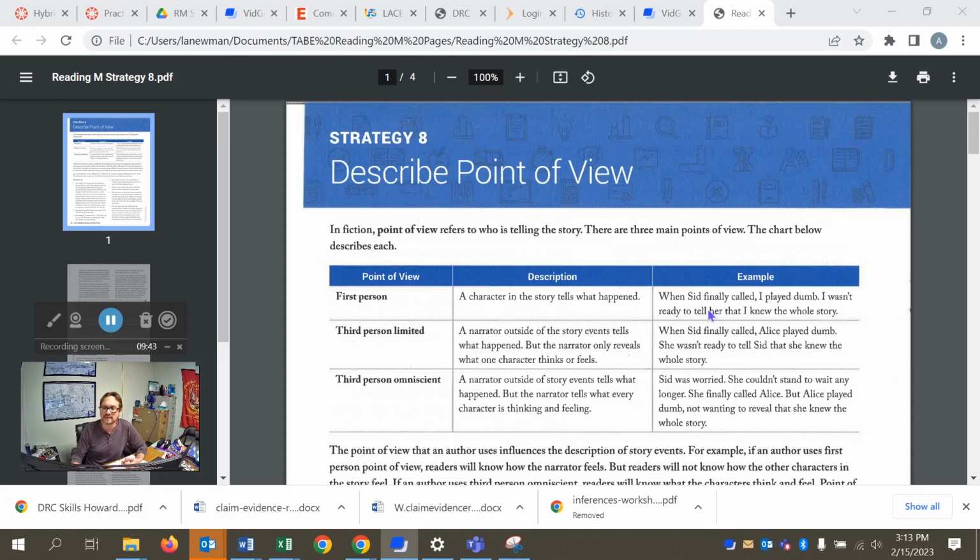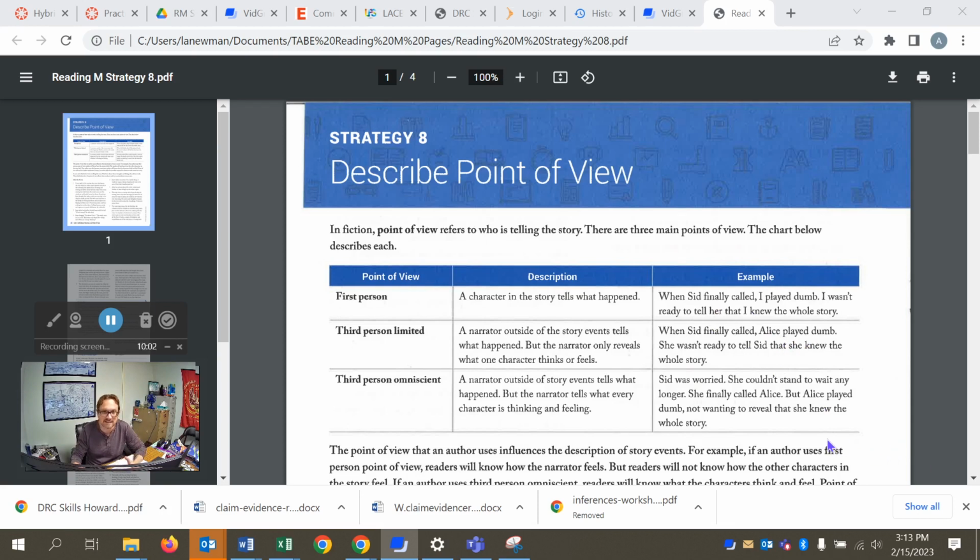All right, so we basically have the same kind of information, but it was conveyed in third person. We only know what Alice is thinking. We don't know what Sid is thinking. So it's third person limited. But in the omniscient example, we're going to have access to both characters' thoughts.